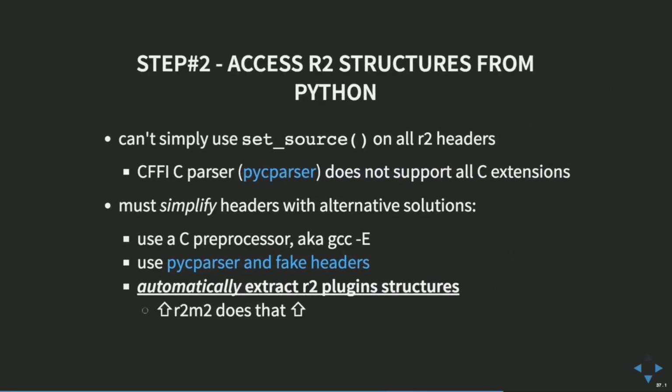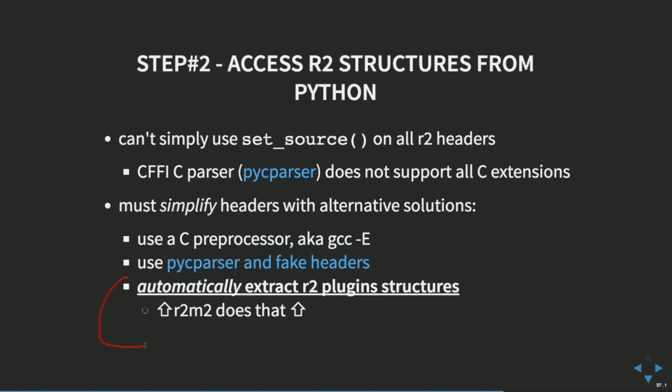The next thing I did was to try to access R2 structs from Python. It turned out it was not the best choice because there are many limitations. The first one is that the CFFI C parser does not support all of the C extensions. So from time to time, you won't be able to parse include files, and you won't be able to get the R2 structures from your software. In the end, I played with many different possibilities. You can check the links here. They are interesting, but not for this talk.